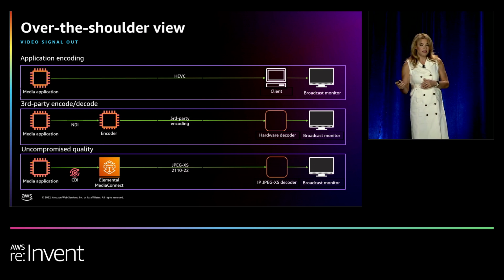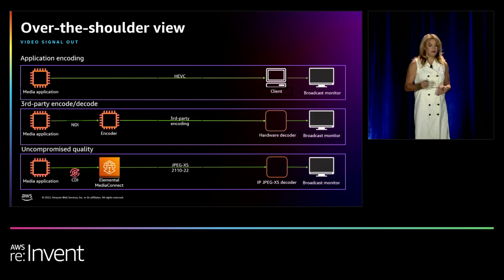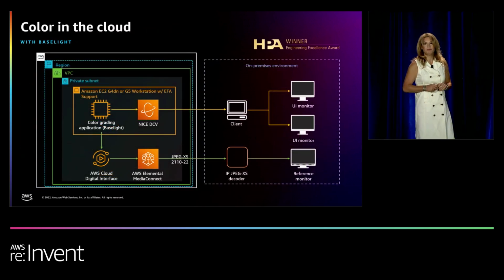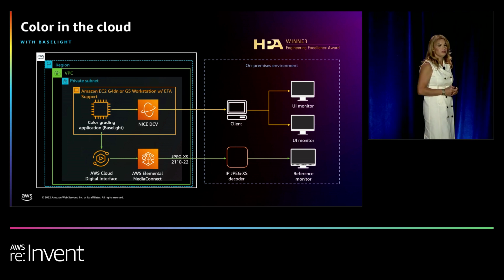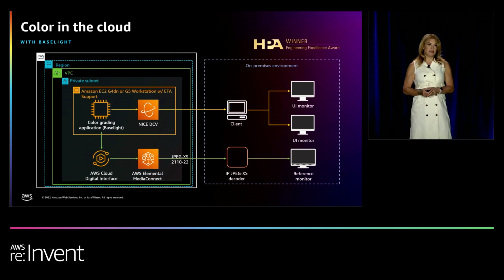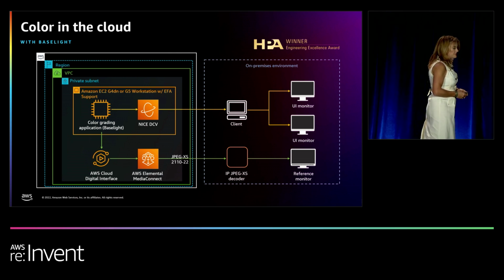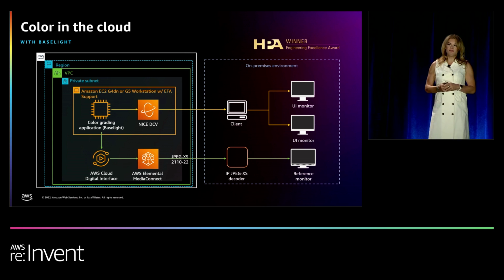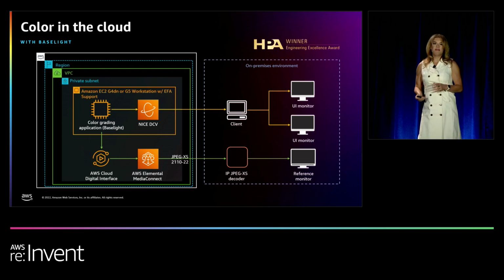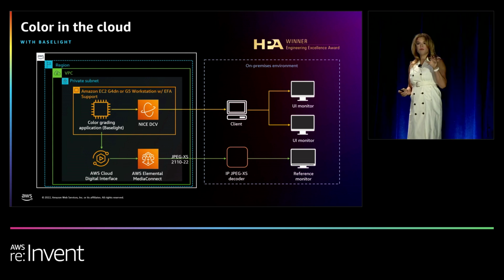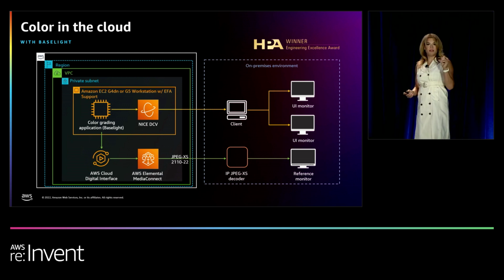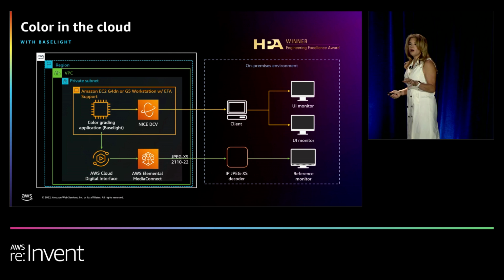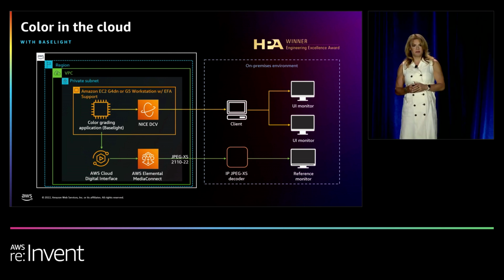And then finally, for mathematically lossless encoding, we have our Color in the Cloud pipeline that just won the Hollywood Professional Association's Engineering Excellence Award. And so what we did here is we integrated Cloud Digital Interface into Baselight. And Cloud Digital Interface is a protocol for moving uncompressed video within the AWS cloud. And that allows us to move picture straight from the frame buffer to a managed service, in this case, Elemental Media Connect. That allows us to offload all computational overhead from the artist experience.